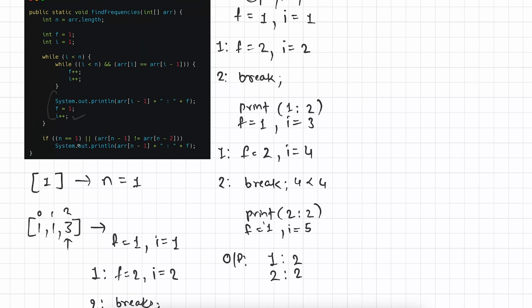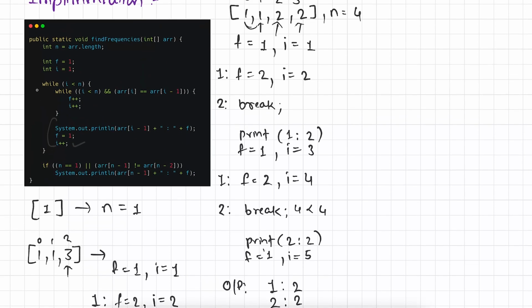So we are checking if n is equal to 1 or not. What if we get an array like this with only one element? In this case, we have initialized f to 1 and i to 1. So our n is also 1. So 1 is not less than 1.